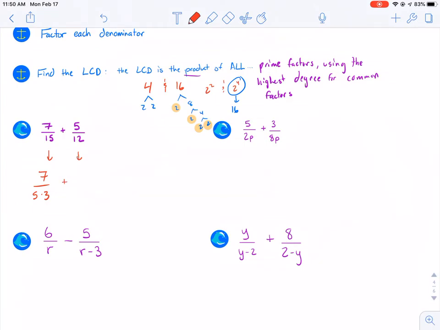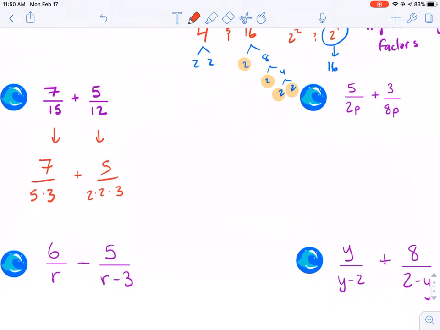Plus 5 over 4 times 3, which really is 2 times 2 times 3, okay, breaking down into prime factors. Now, what are all the factors that we need to multiply? Well, we need to multiply a 5, a 3, and 2 2's.